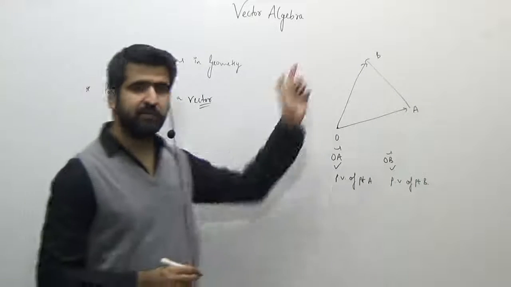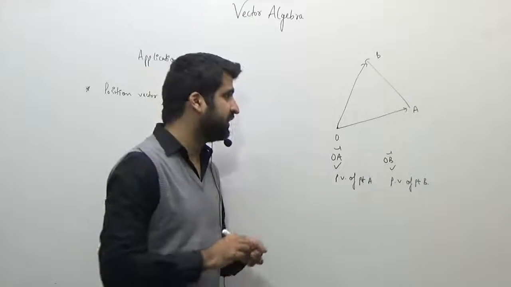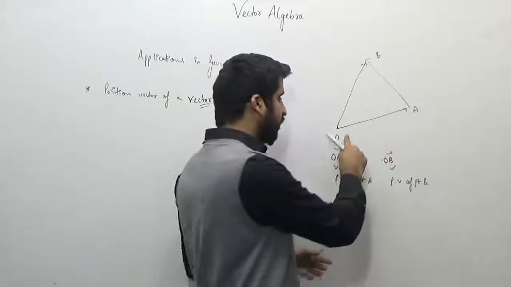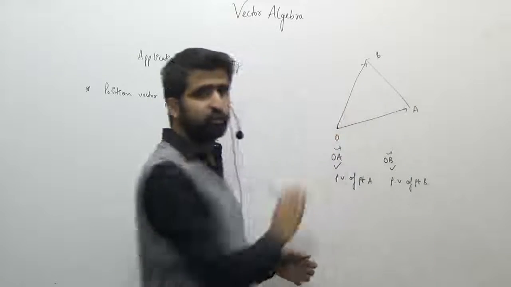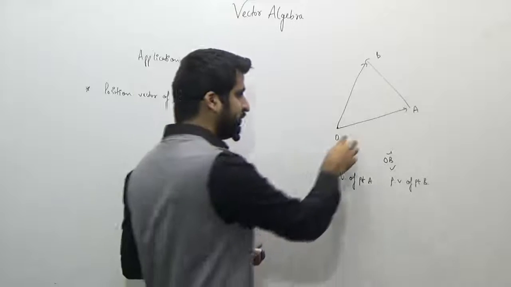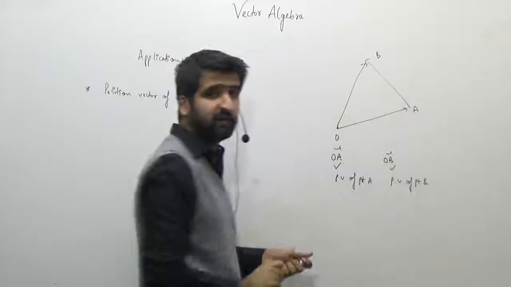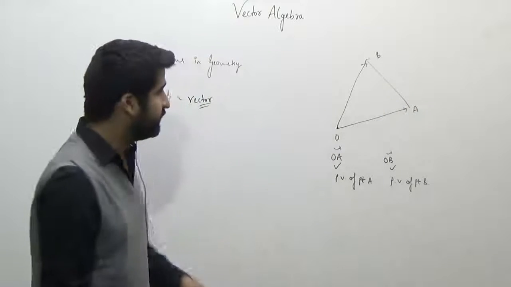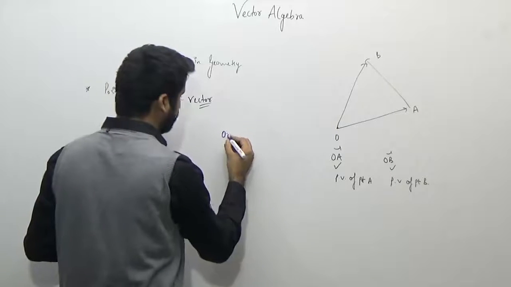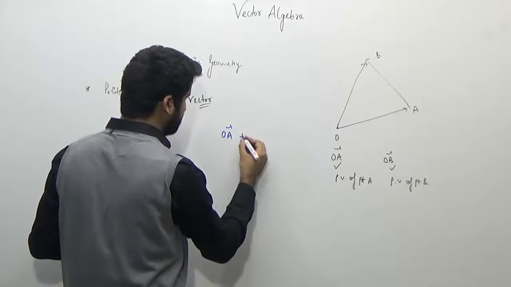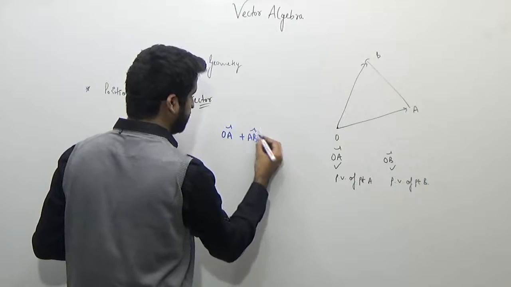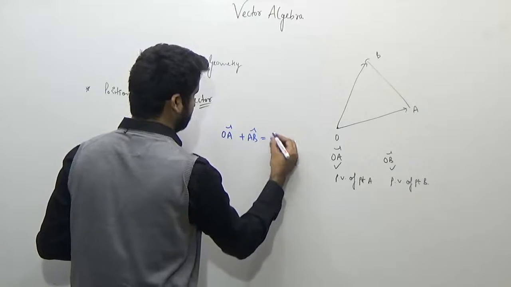And how will I get the AB vector? Just see, the triangle law is applicable like this. OA vector plus AB vector is equal to OB vector. Now since the head of the OA vector is joining the tail of the AB vector, we can add these two vectors. Therefore, we can say that OA vector plus AB vector is equal to OB vector.